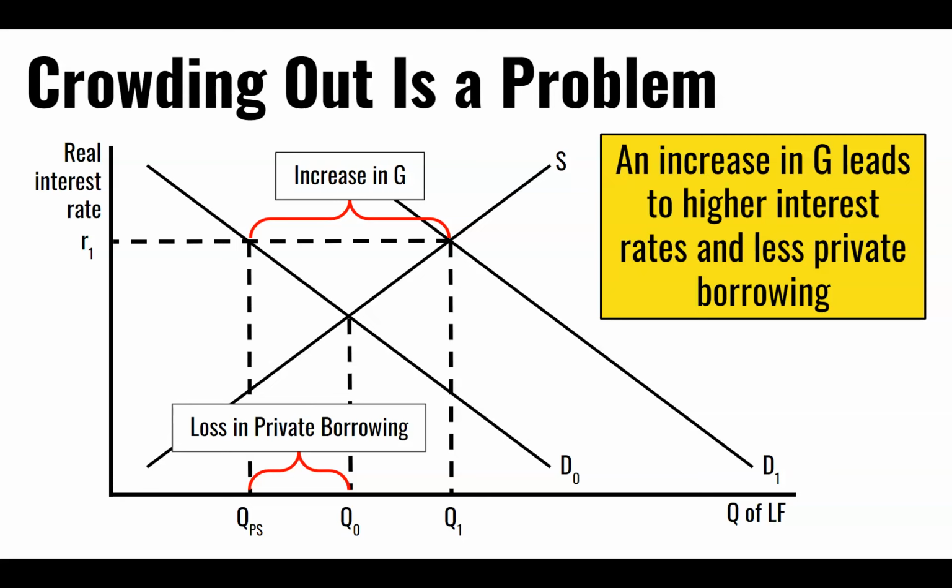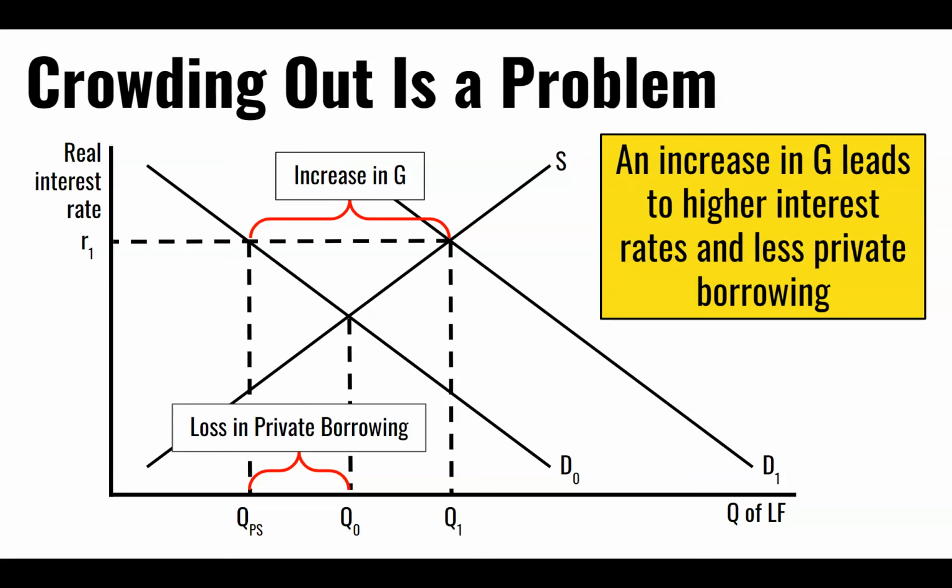The interest rate has risen. Rates of return have remained the same. And so there are a certain number of projects that businesses were going to borrow to pay for because they thought they'd make a profit at that original interest rate. But now that the interest rate has risen, those projects are no longer profitable. And we see a reduction in private borrowing.